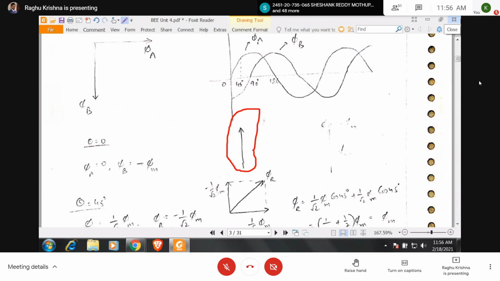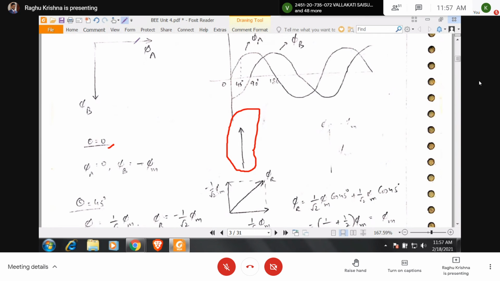So at theta equal to 0, we are going to have flux like this, vertically upwards. Now let us consider theta equal to 45 degrees. Here at 45 degrees, what is the magnitude of phi A? Sin 45 is 1 by root 2, is it clear? So here phi A will be equal to phi m into 1 by root 2. Phi m by root 2 is the magnitude.